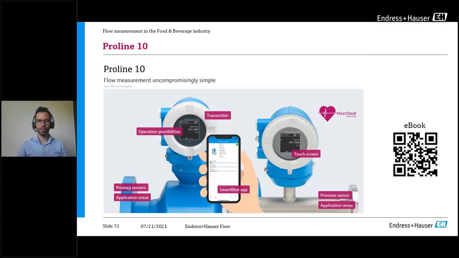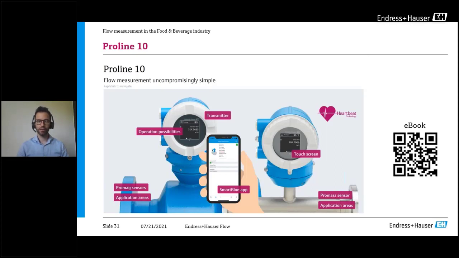And as mentioned in the video as well, we have the SmartFlow app, where with this app you can operate and configure the device very easily. And what we have here is also, as Hege mentioned, the new Proline 10 will also include Heartbeat, which was not there before in the older version. And yeah, so this is it.